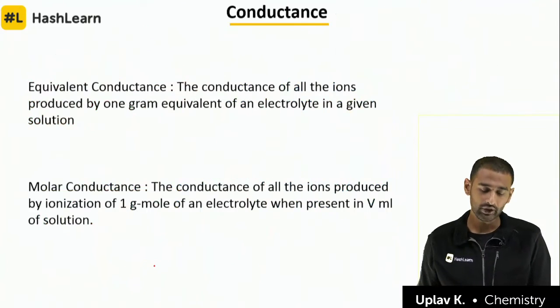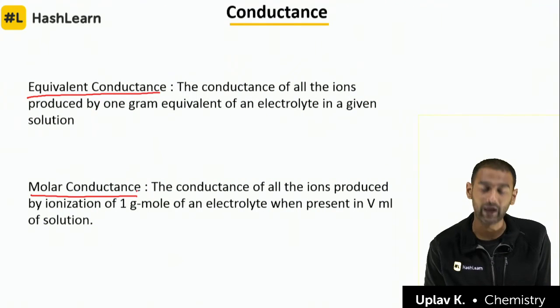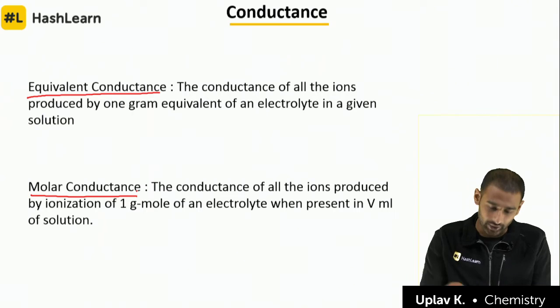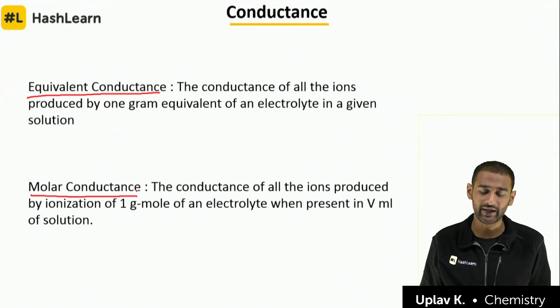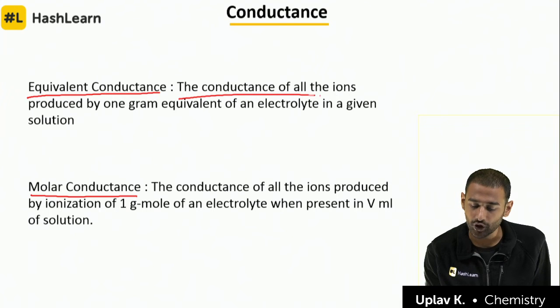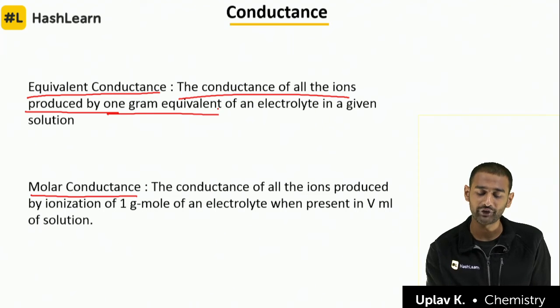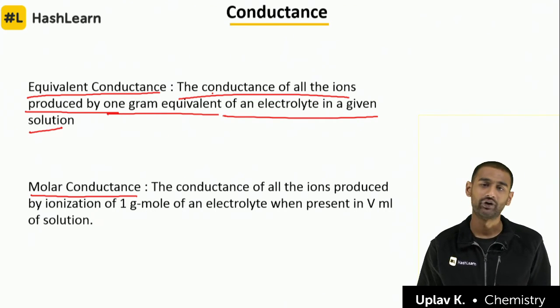Now let's talk about something that is very important, and that is the equivalent conductance and molar conductance. So just try to read through this and try to understand whether you understood it or not. Okay, read what it is. The conductance of all the ions produced by 1 gram equivalent of an electrolyte in a given solution. Now what do you mean by 1 gram equivalent? 1 gram equivalent means it has an equivalence of 1.